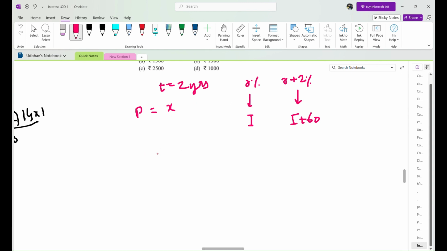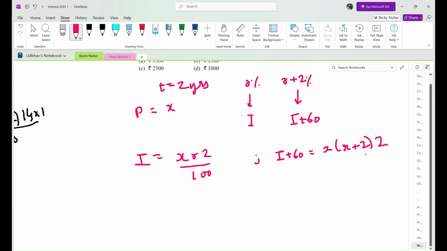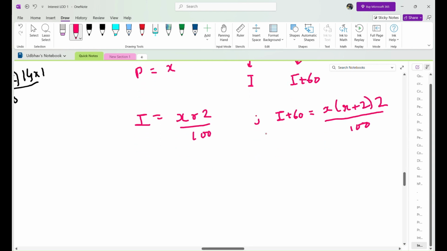So for R% for 2 years, I will be X R into 2 upon 100, and for I plus 60, the sum is still the same. Rate of interest is R plus 2 for again 2 years, upon 100. Now we can put the value of I equals to this in the equation.